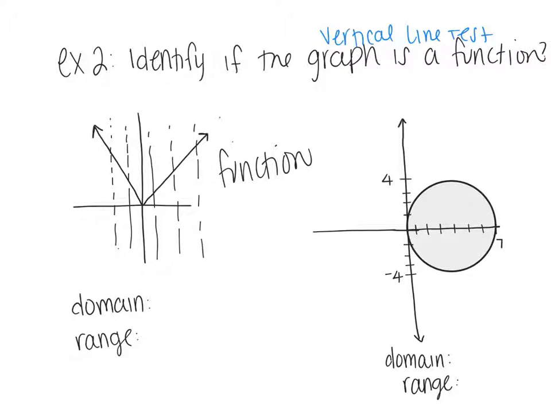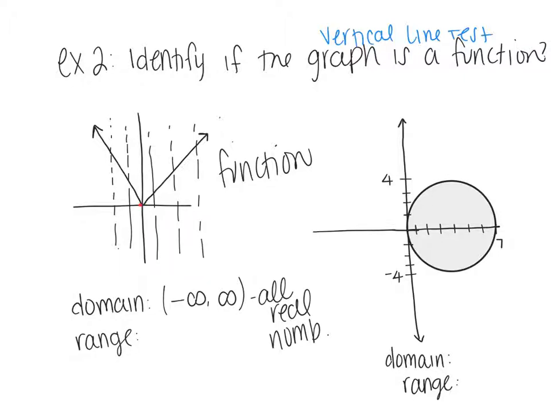Okay, so identify the domain and range. We said domain was left to right. So the domain, the furthest point to the left that this graph goes is on and on and on for a negative infinity. The furthest to the right that it goes is on and on and on to infinity. So my domain is going to be negative infinity to infinity, and in Hawks, they're going to write that as all real numbers.